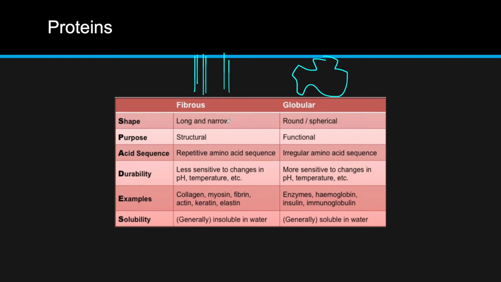Fibrous proteins are going to be more structural. Like spider silk, or if you start looking into muscle, these are all fibrous proteins, and what they're doing is providing support. They also have a repetitive amino acid sequence, so fibrous proteins are just repetitive amino acids over and over again. It's worth noting that they're less sensitive to changes, which makes sense, right? If they're structural, they have to be durable. They have to withstand those changes. And here are some examples: collagen, myosin, fibrin.